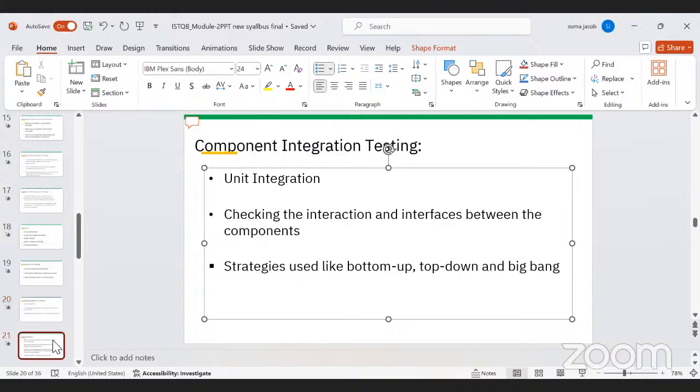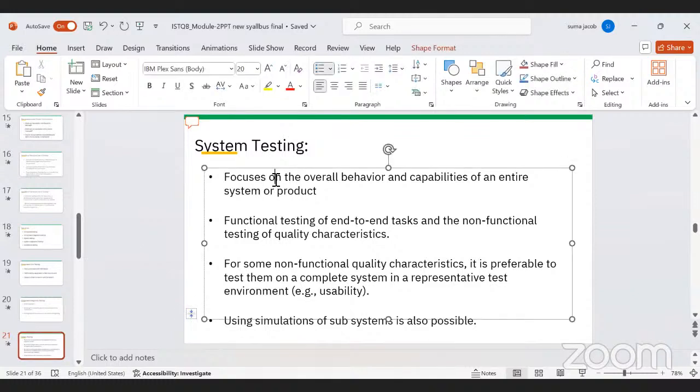Next is system testing. So first we have done component testing, then component integration testing, and now we have system testing. Here we will be focusing on the overall behavior and capabilities of the entire system or product. So we will be treating the system as a whole, and we will be doing the testing. A functional testing of all the different end-to-end tasks, and non-functional testing of quality characteristics would be done.